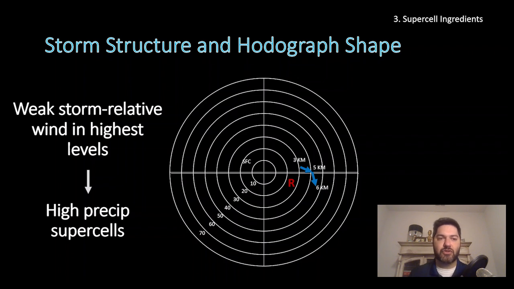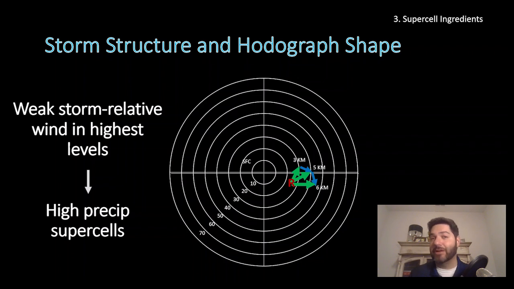So if you have weak storm relative wind in the mid to highest levels, you get high precipitation supercells. So you can kind of see that here. In the 3 to say 6 kilometer layer, you can see the storm motion is to the east southeast, and if you plot a storm relative wind relative to those shear vectors, it actually is pretty small. So basically, the storm is moving right into its outflow, it's into its rain, so it's kind of choking it off, and so you do get these HP supercells.